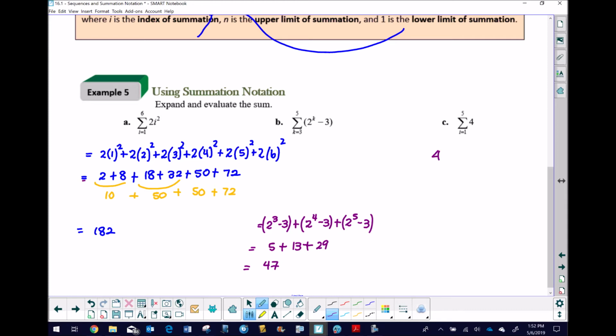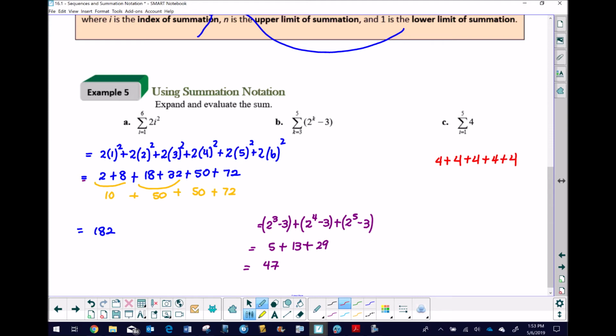Got it. Let's use a different color here, though. Replace the I with 1. Got it. Okay, next term. Let the I be 2. Got it. You guys see what's happening here? It's kind of silly, but that's what's going on.